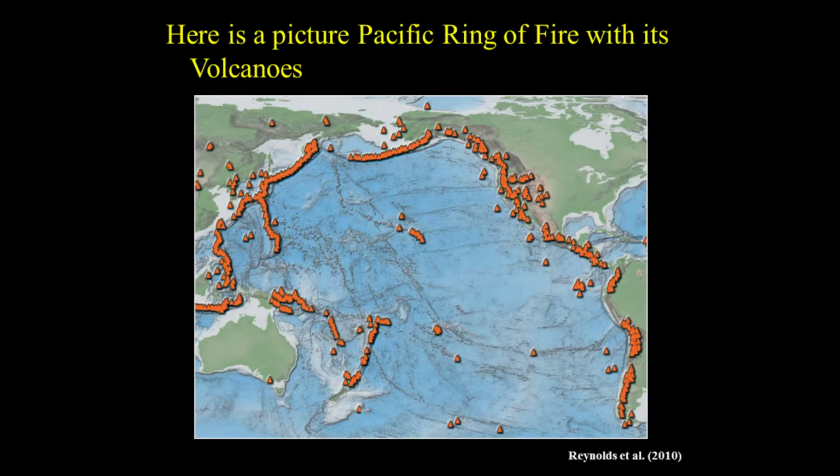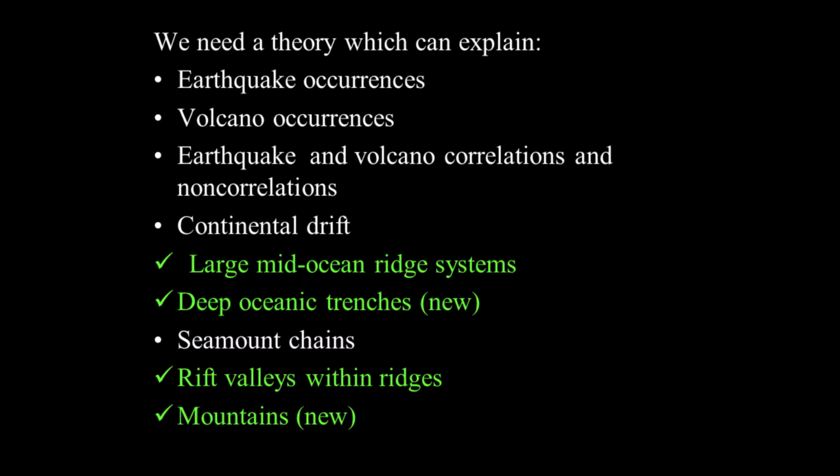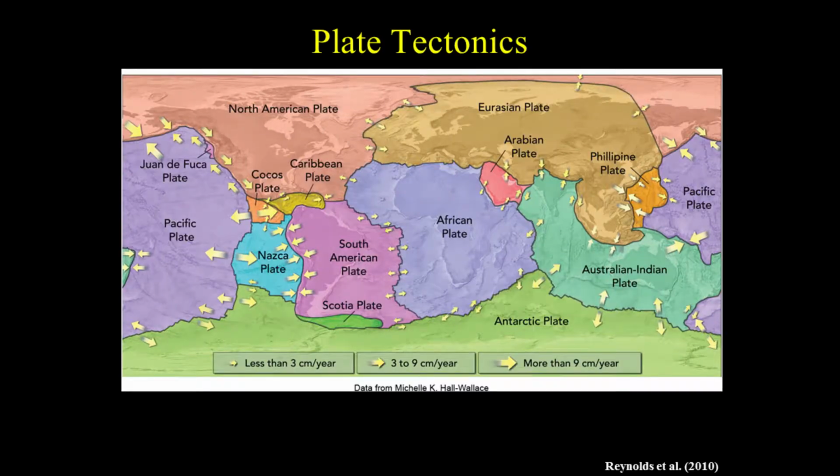Here is a picture of the Pacific Ring of Fire with its volcanoes shown in red. So we have more results of tectonic plate theory. We have explained mountains and deep oceanic trenches by using convergent plate boundaries. Now let's show some examples of transform boundaries.